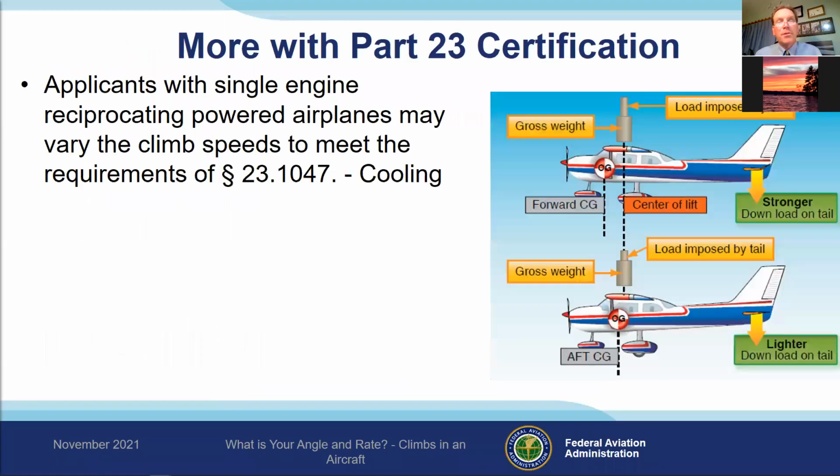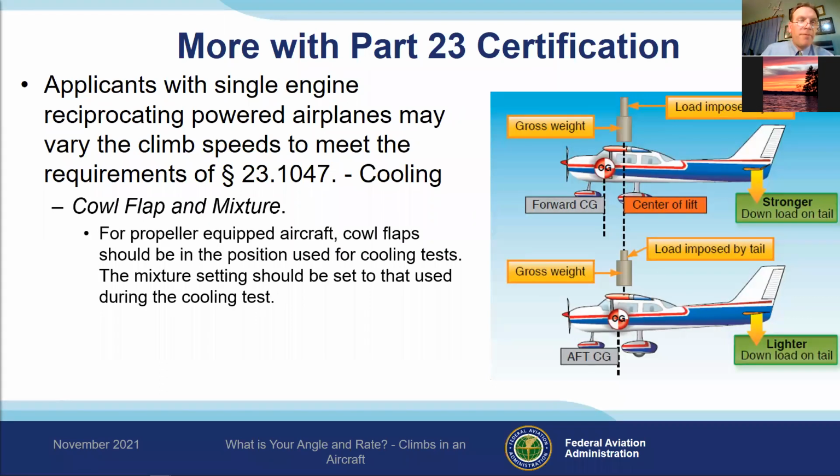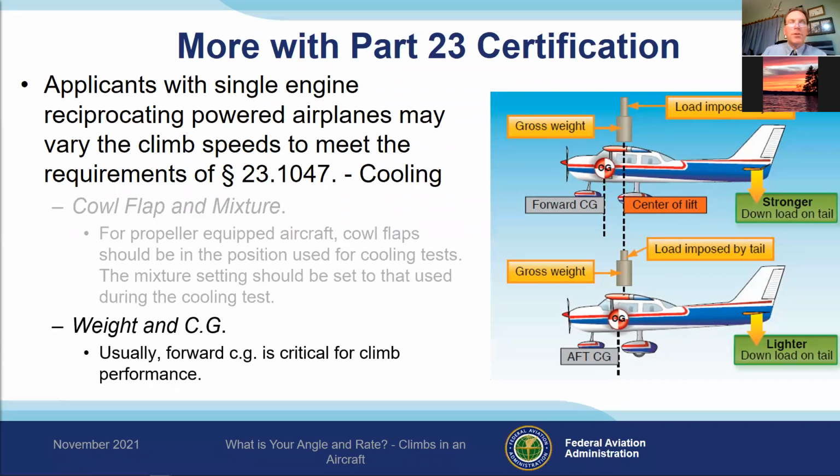So a few other things associated with certification: applicants may vary the climb speeds to meet the requirements for cooling, is what it basically comes down to. You can have full mixture, the manufacturer can set what you want for the cowl flaps, which of course is almost always set open. And when they do the certification for climbing, they have to do it at most unfavorable weight and CG. Most unfavorable weight is 99.99999% of the time maximum weight, of course. And usually the forward CG is the most critical for climb performance.